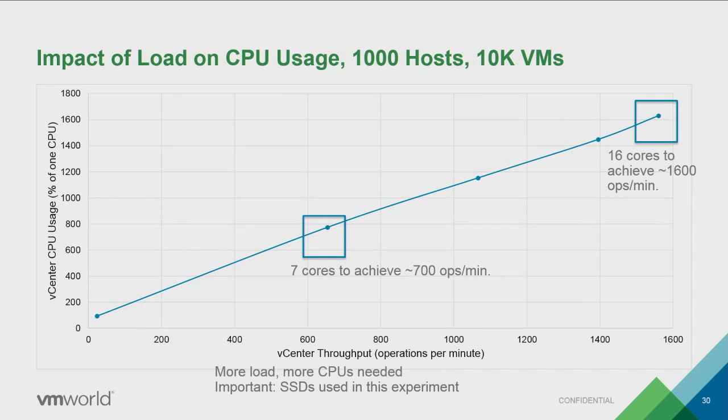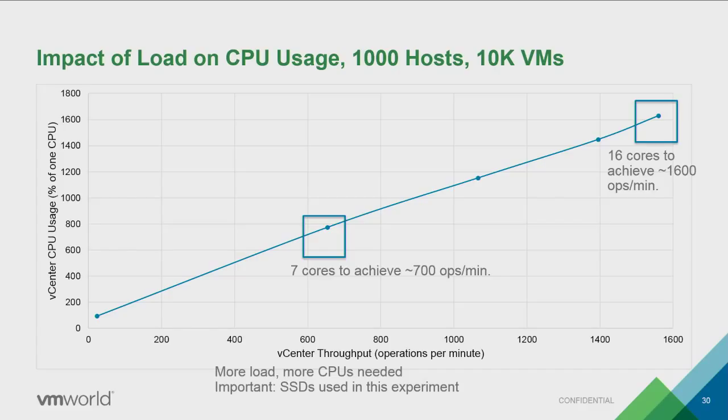Let's now introduce churn. Okay, in this chart, again on the x-axis, I have the throughput of vCenter. So how many operations per minute are you pumping through vCenter? And on the y-axis, I have CPU usage. The big thing I wanted to highlight here is, perhaps not surprisingly, the CPU usage of vCenter is critically dependent on how many operations you try to put through.